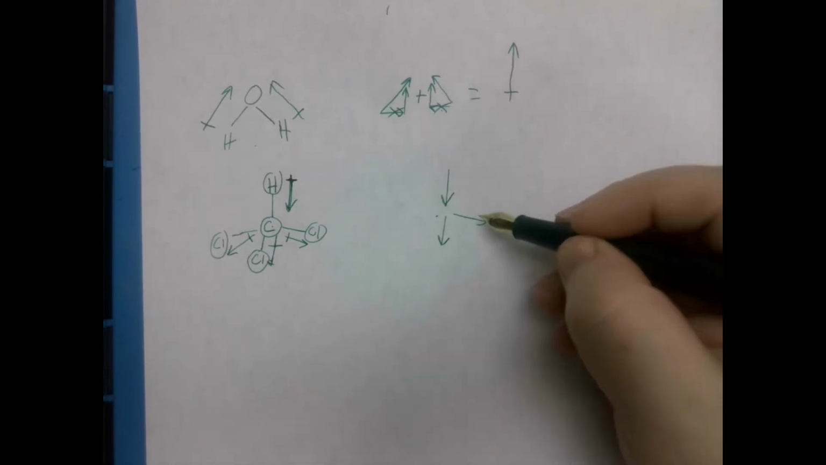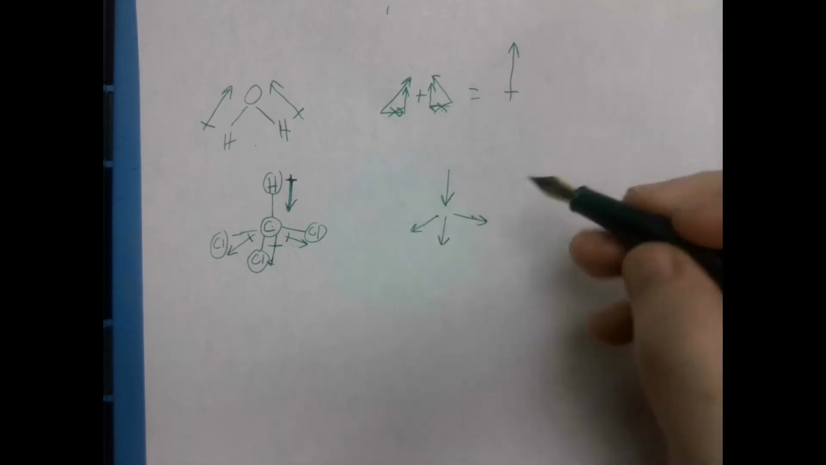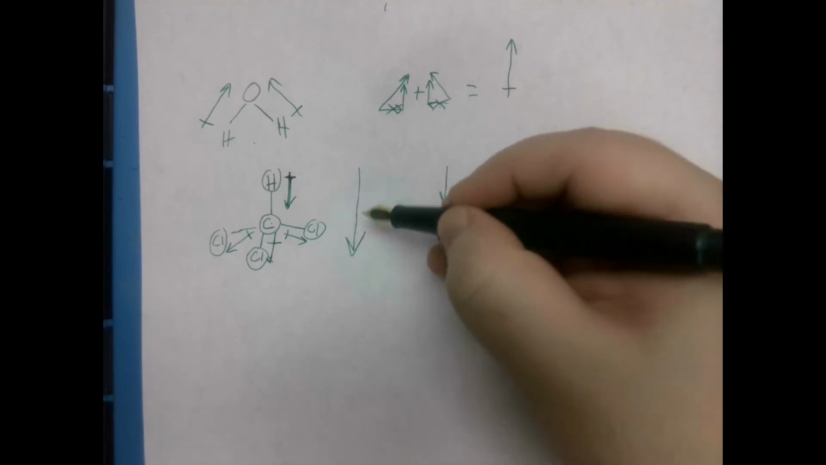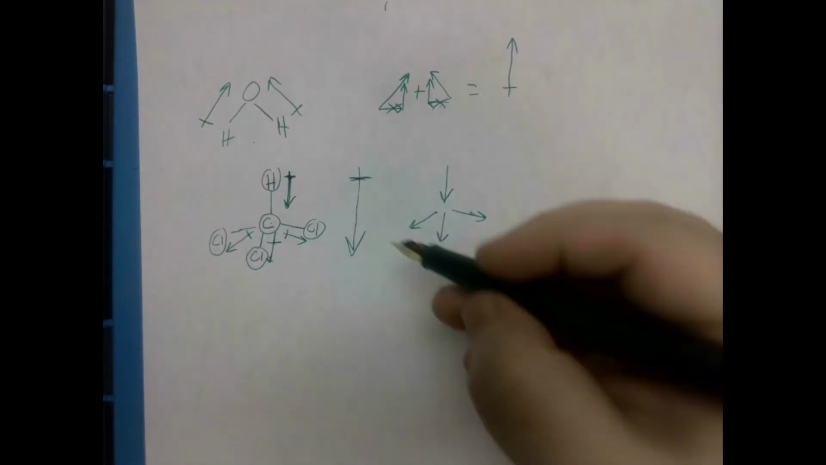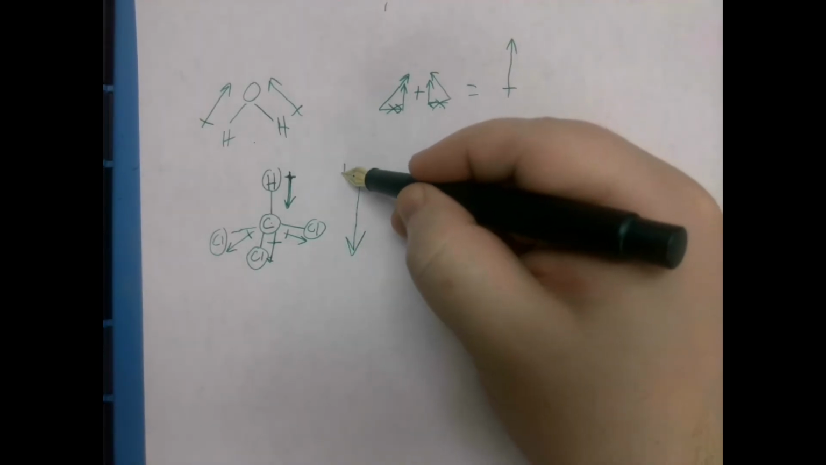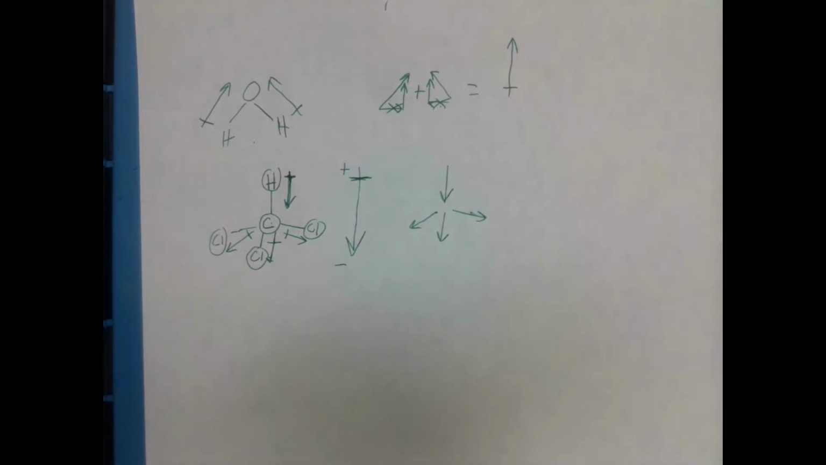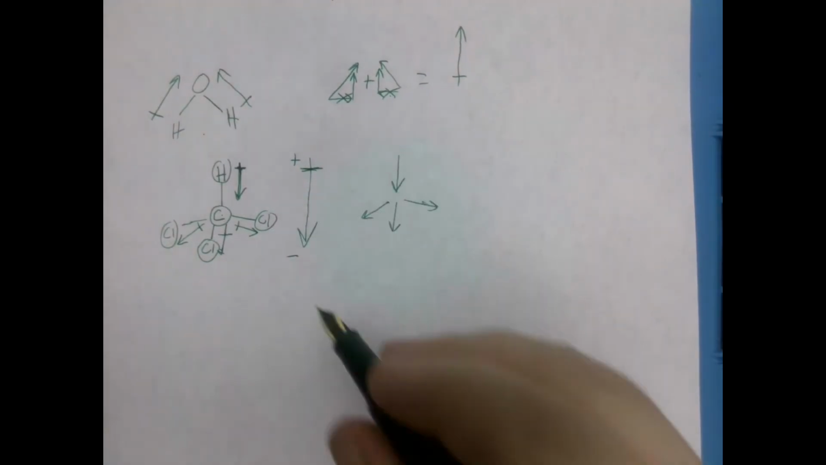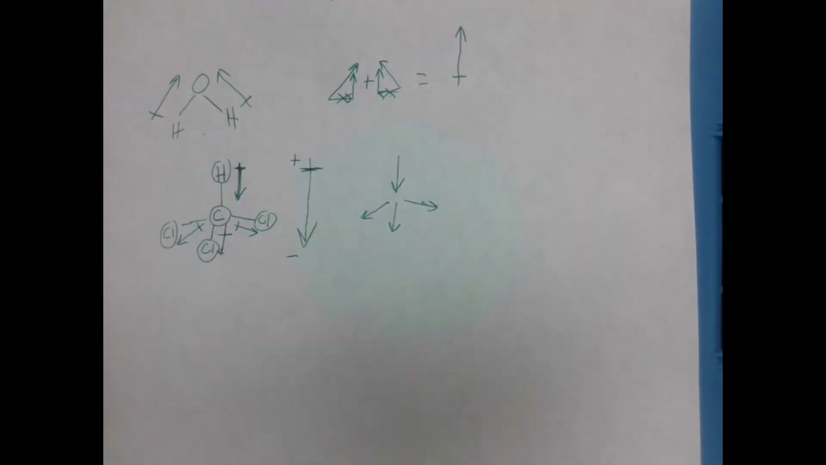a side arrow. Well, it's still pointing down. So all the arrows are pointing in one direction. That means overall, if I add these all up, I have a positive side and a negative side, because all the arrows are pointing straight down. This is how you can clearly tell that this is going to be polar.